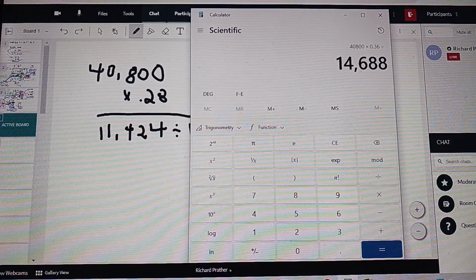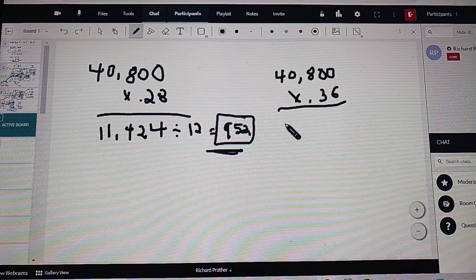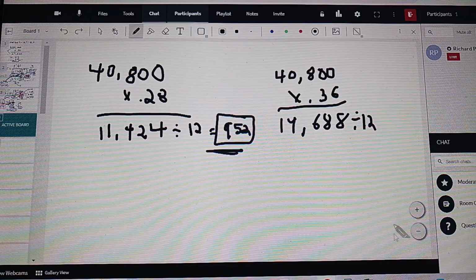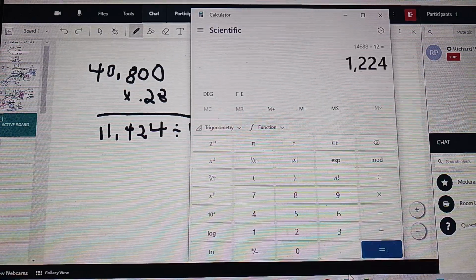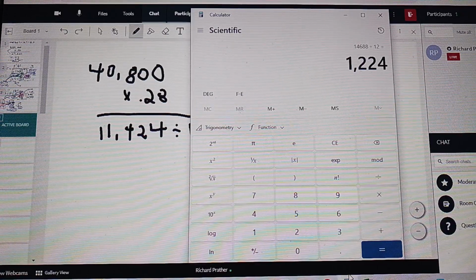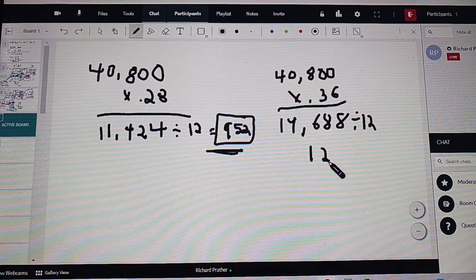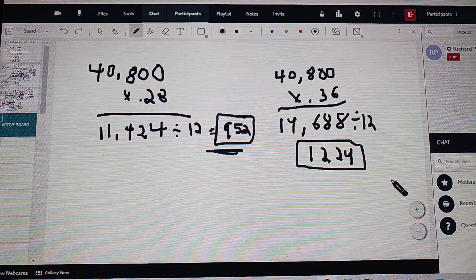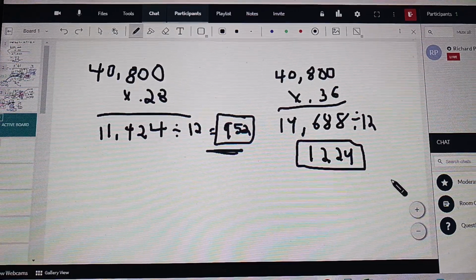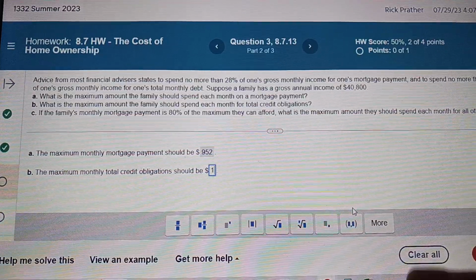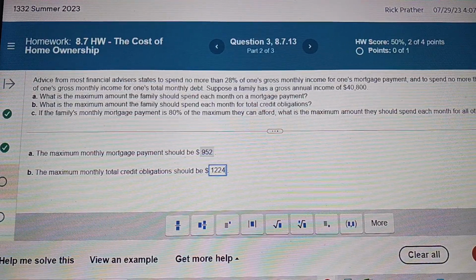So in a year, I have $14,688 to spend on debt. And if I do it monthly, divide by 12, that gives me $1,224 as a maximum each month. Don't spend more than this or you're going to go further into debt. And again, these aren't set in stone, but they're just guidelines to go by. If you can reach these goals, and maybe one month you don't, but try to average it out for a whole year.